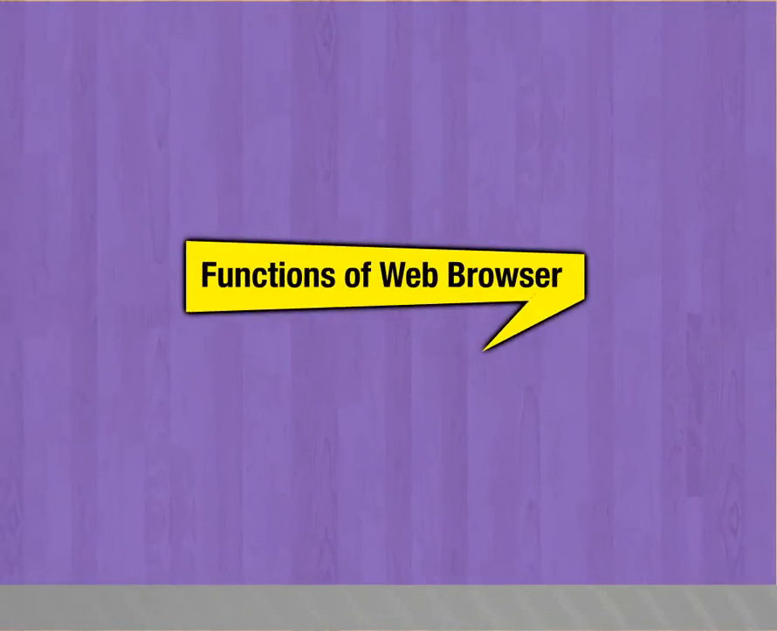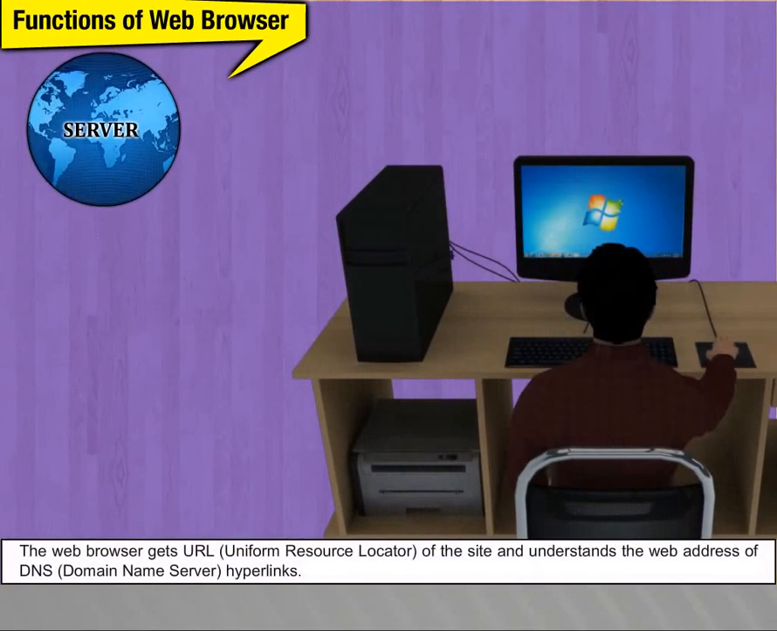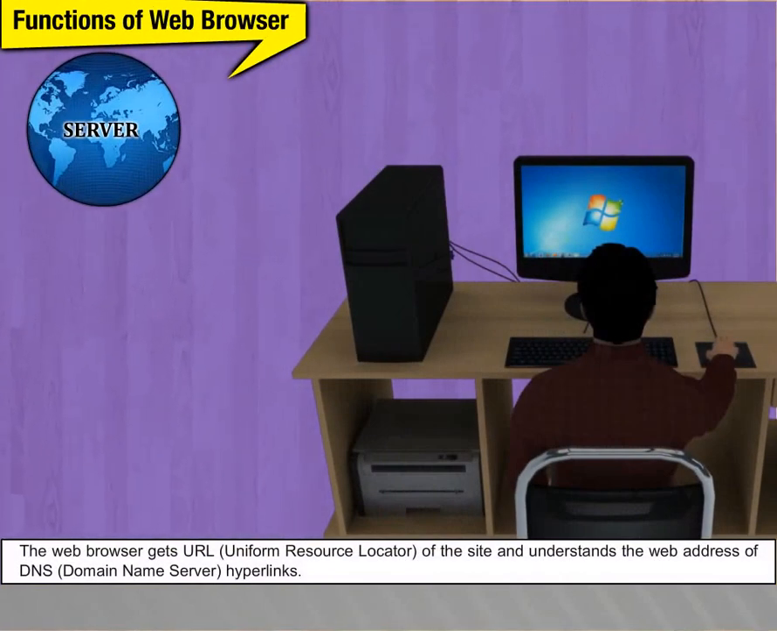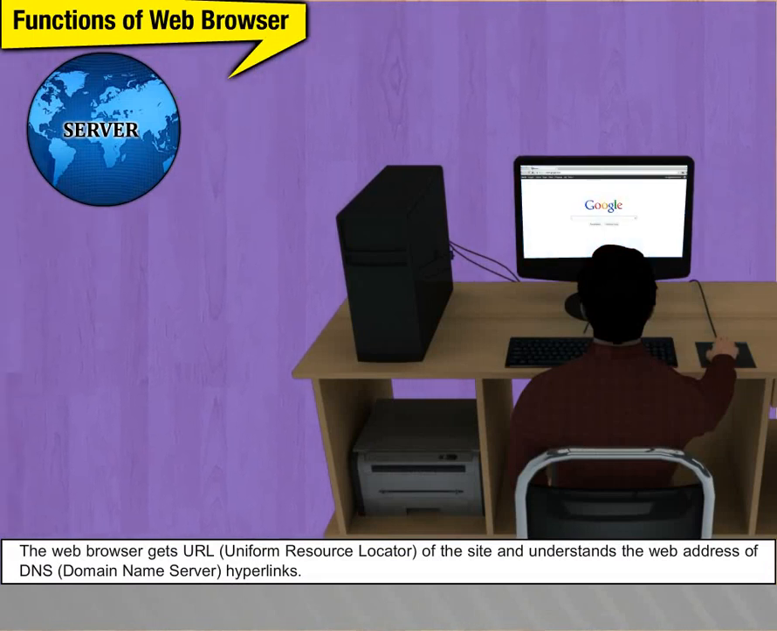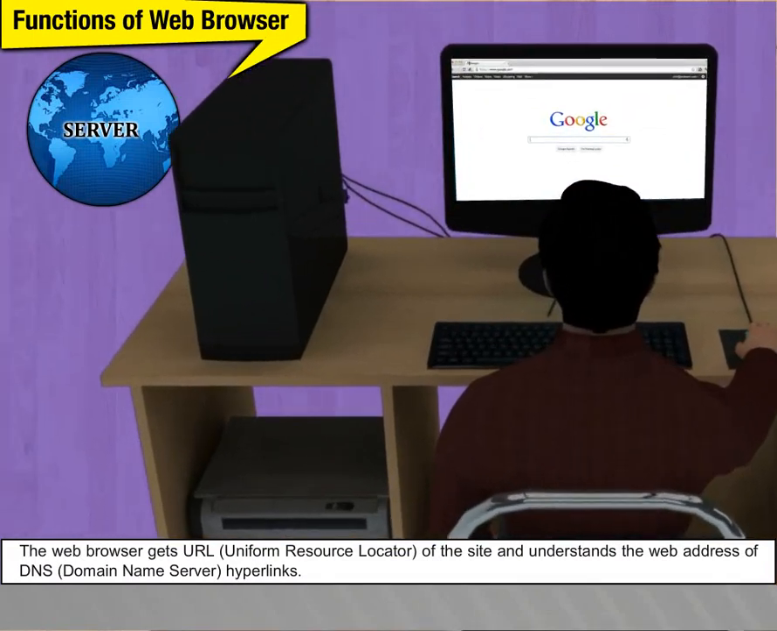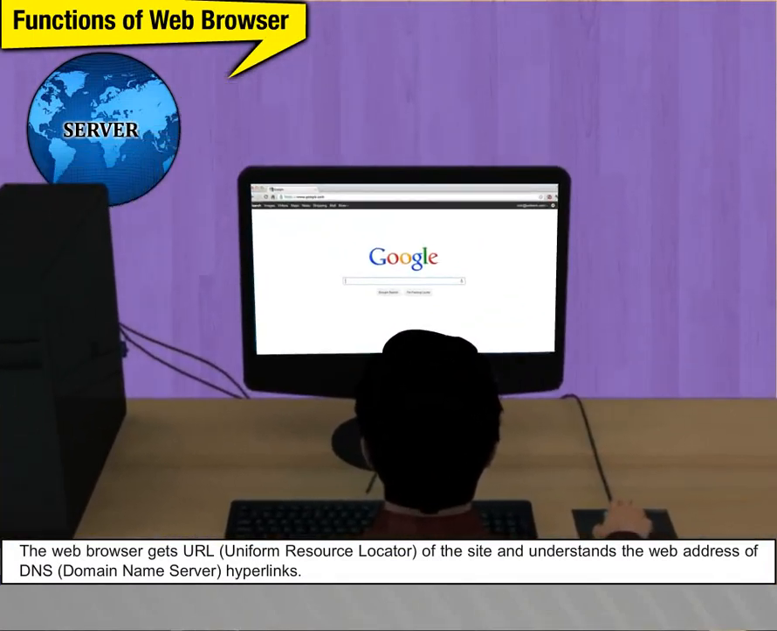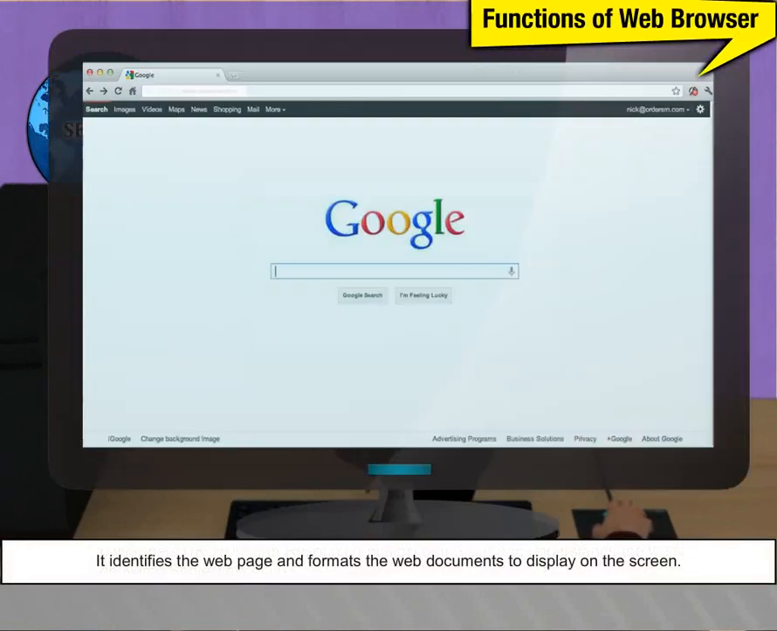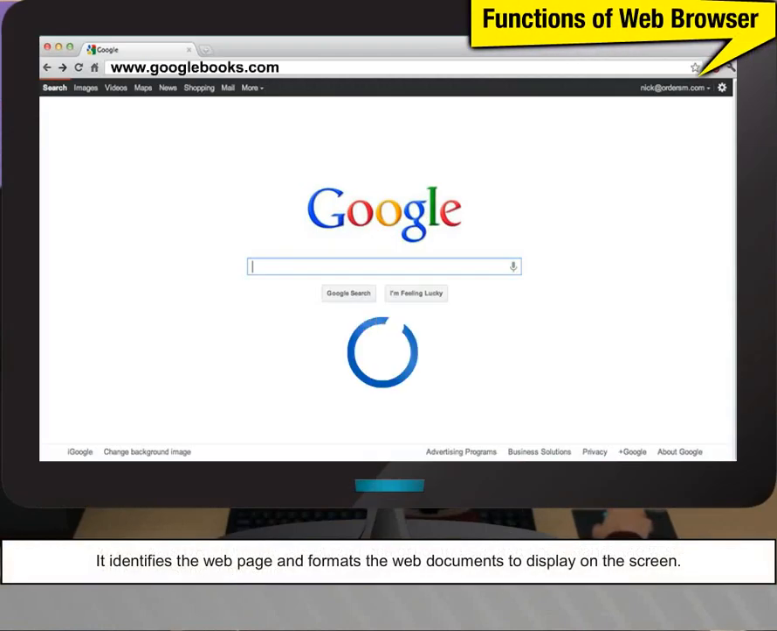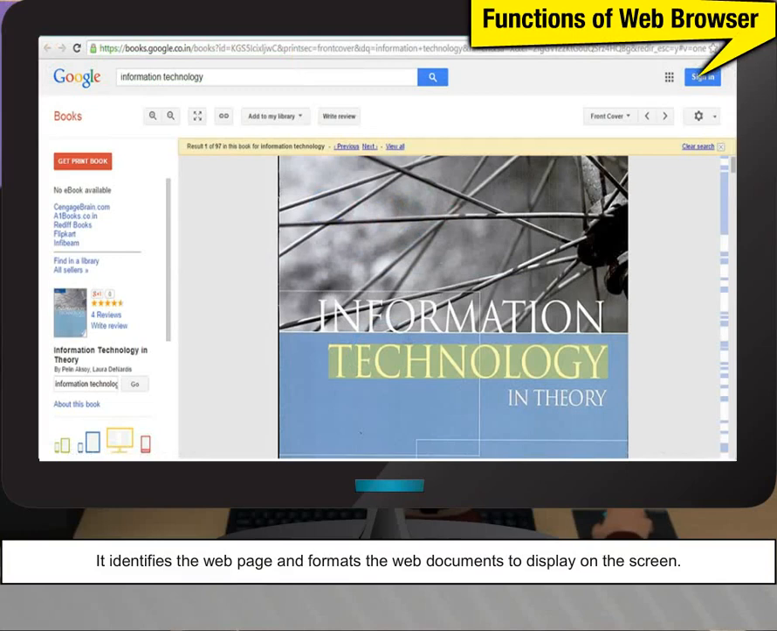Functions of web browser. The web browser gets the URL, that is Uniform Resource Locator, of the site and understands the web address of DNS, that is Domain Name Server, hyperlinks. It identifies the web page and formats the web documents to display on the screen.